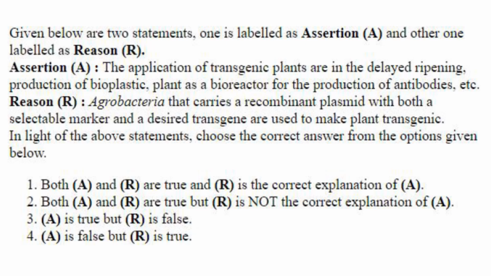So agrobacteria carries a recombinant plasmid because agrobacteria has the Ti plasmid. The Ti plasmid is made recombinant. How? By introducing a selectable marker gene so that you can select for transformants after transformation, and then you introduce your desired gene of interest also. So it is made recombinant and then you use it to transform plants. So R is the correct reason for assertion A. So both A and R are true and R is the correct explanation of A. So 1 is the answer.